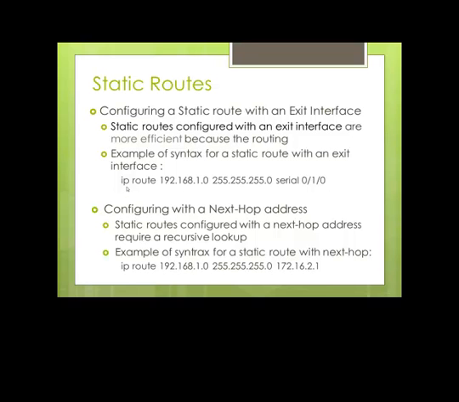You would have to go to the global configuration of your router and type in ip route 192.168.1.0, the subnet mask, which in this case is 255.255.255.0, and then how do we get to that 192.168.1.0 network? Well, this is an outgoing interface. So for this particular router to get to the 192.168.1.0 network, they will send those packets out to the serial 0/1/0.